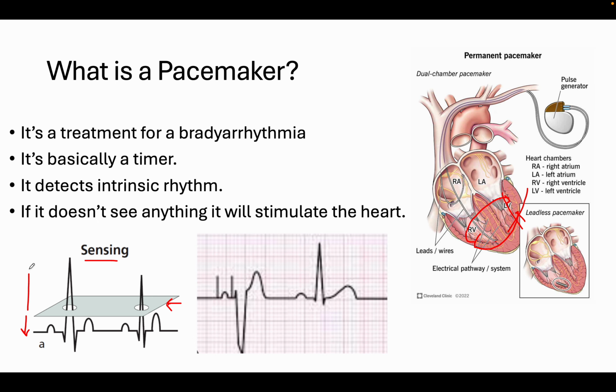Likewise, if we set our sensing too low, where we move this bar up, we don't pick up the intrinsic QRSs. And so the pacemaker becomes blinded to the heart's rhythm, and so it will just pace and pace and pace for no reason. And that can be dangerous sometimes. If sensing's confusing at the moment, it will make a lot more sense when we see some examples.